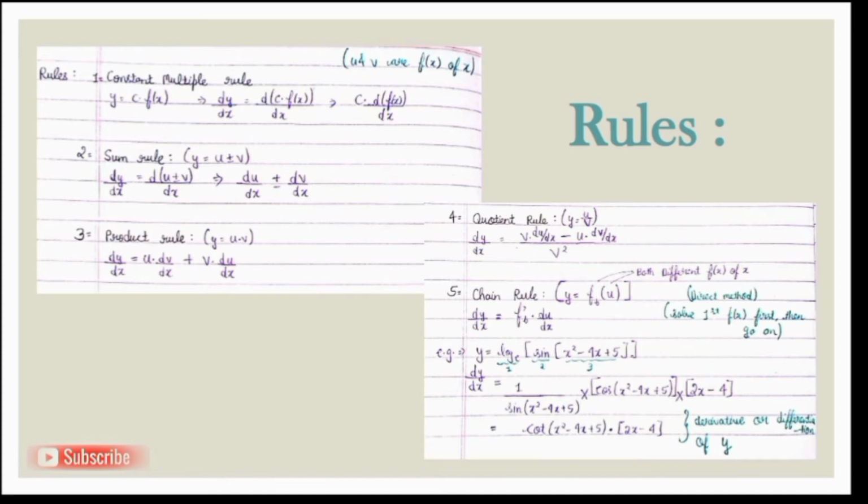In the first, we have seen that log is converted to 1 upon x, so here it will be 1 upon sine of the whole function. In the second, sine converts to cos, so cos of the same function. And the third, we differentiate by using the sum rule, which we have seen gives 2x minus 4. We all know that cos upon sine is cot. So the final answer will be cot of the third function into 2x minus 4. It is the derivative or differentiation of y.